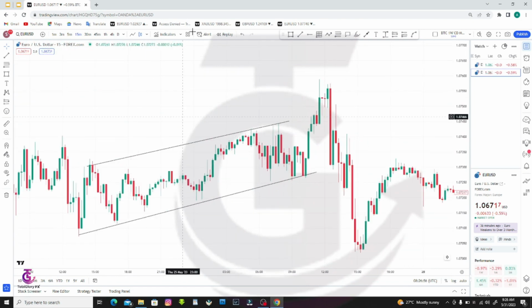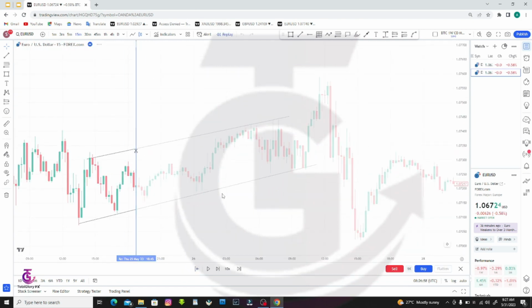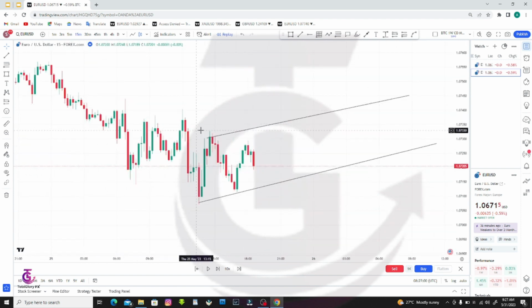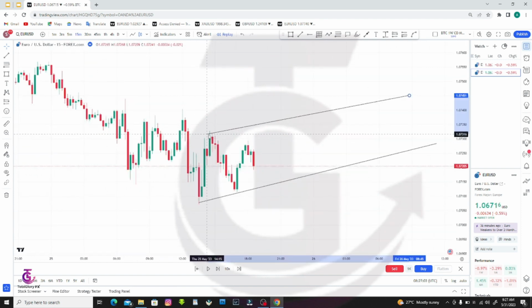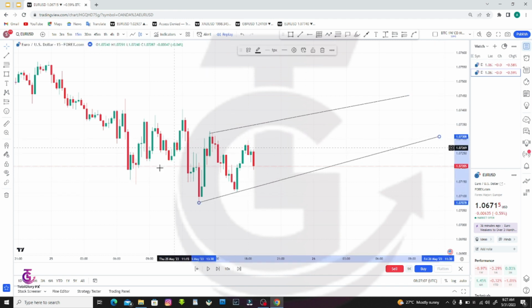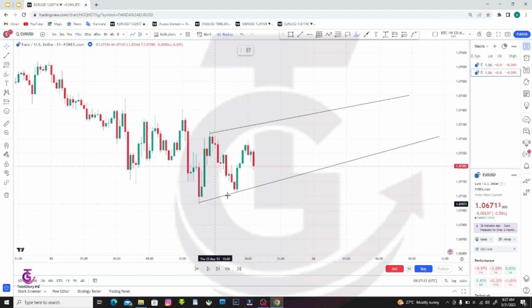Now let's see the reaction price gives from the trend lines. Now you can see price move here. Price touches this line and rejects. Now this is a signal. You can buy from this line and target the next trend line. Then if you have a confirmation from here, you can buy from this trend line and target this trend line continuously. That's how market structure is being formed, continuously.